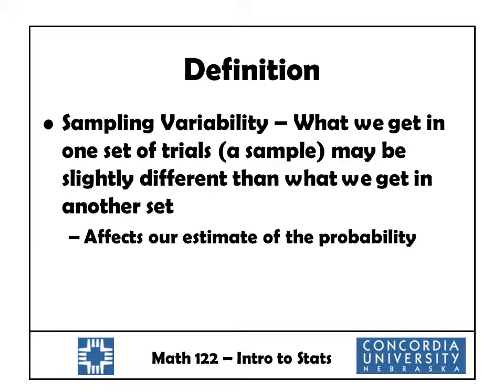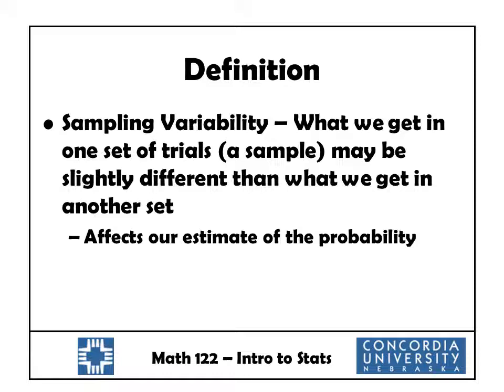So the fact that we got 23 tails on the first 50 flips and 29 tails on the second 50 flips illustrates what we call sampling variability, which simply means that what we get in one set of trials, which we call a sample, may be slightly different than what we get in another set. When dealing with random events or procedures like flipping a coin, you don't know exactly what you're going to get. So it means that every time you do it, you may get something a little bit different.